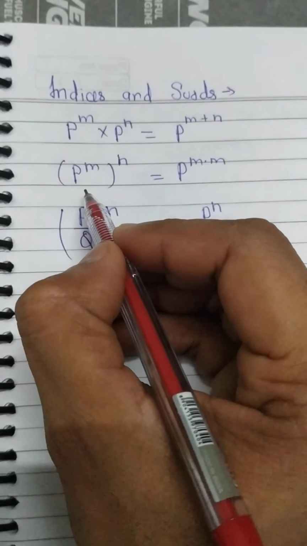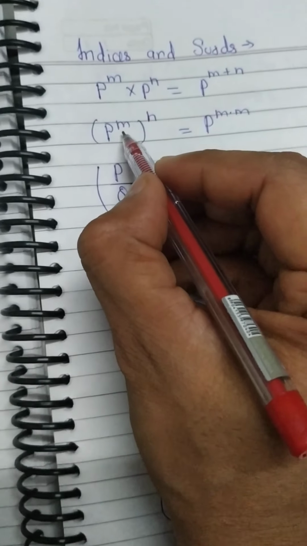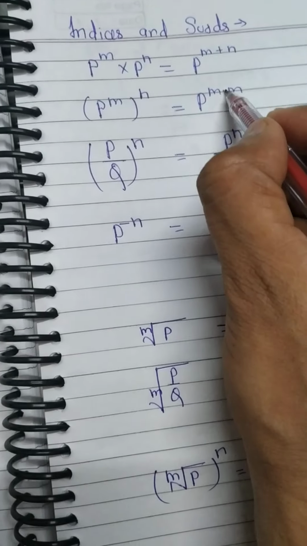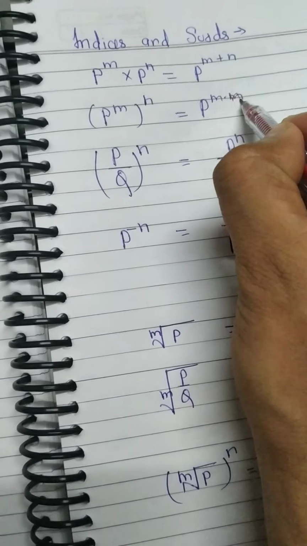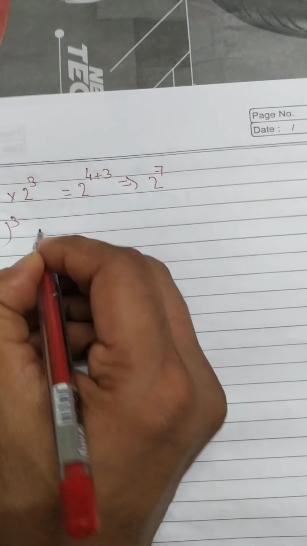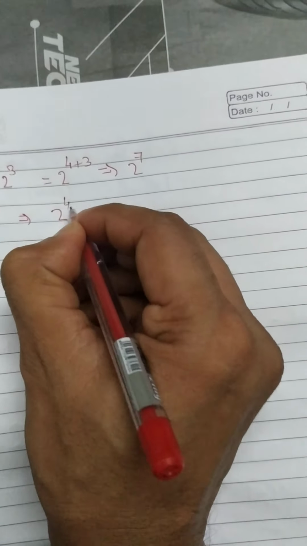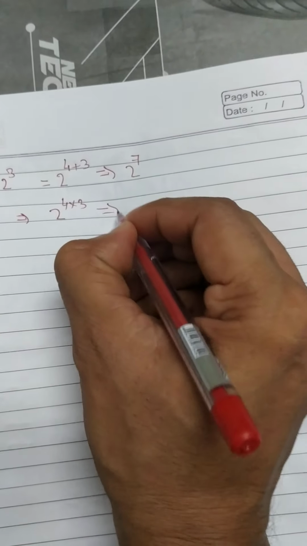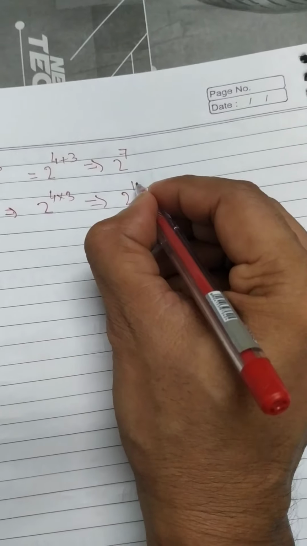Now go for (p to the power m) to the power n. It means p to the power m into n. Suppose in the same way, 2 to the power 4, if they are given the power 3, it means 2 to the power 4 into 3, which means 2 to the power 12.